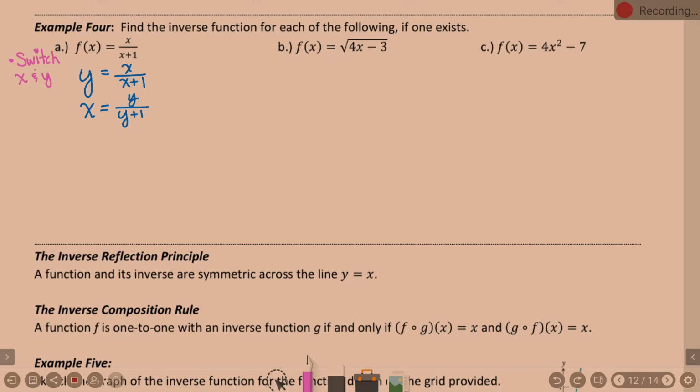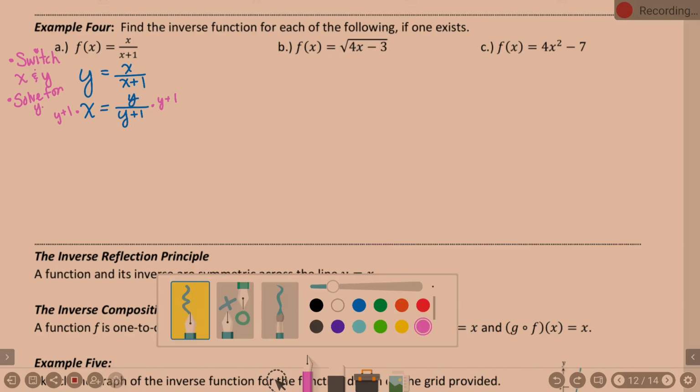Okay? Now, after we switch x and y, what do we do? Do you do the multiplication thing? Yes, because what's our job? To find y. So your job after you switch x and y is to solve for y. In order to do that, we have the fraction issue. We need to get it out of fraction form. So we're going to multiply by y plus 1. Get rid of the denominator of y plus 1, multiply by y plus 1. What we do on the right, we're going to do on the other side.